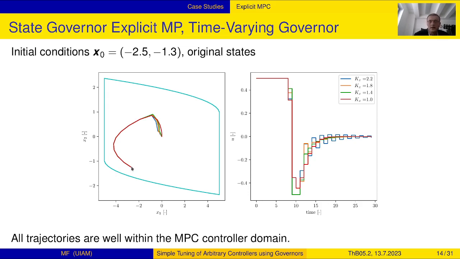So how is this done for such a scenario? We will use a time varying governor. These values of gains are actually the maximum value that can be attained, and you can see that in all cases in the first 8 steps, we follow the same trajectory of states, and only afterwards, when we are closer to the origin, will there be some distinction between those trajectories.